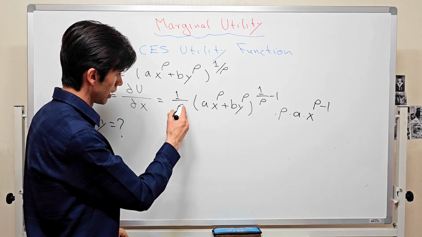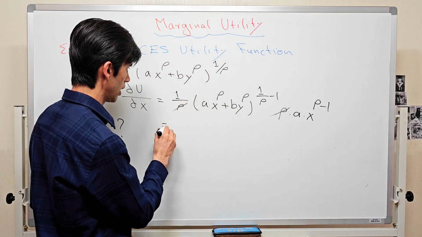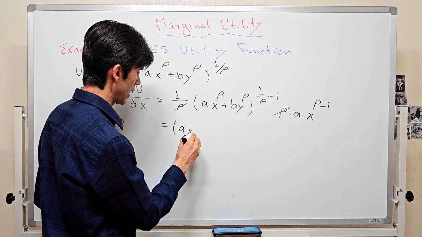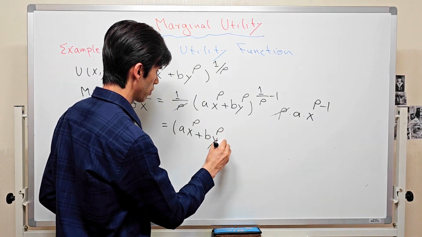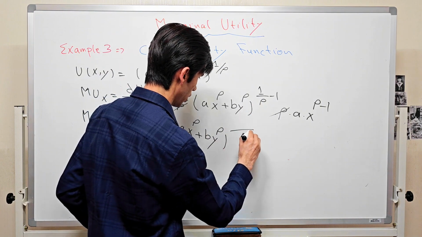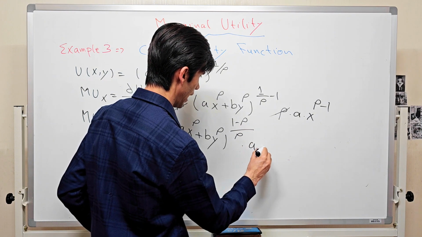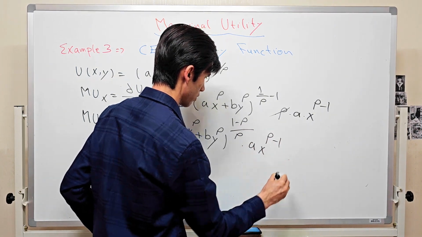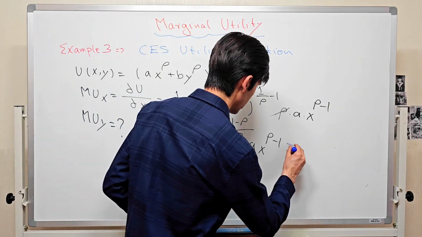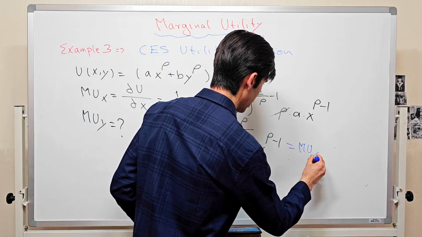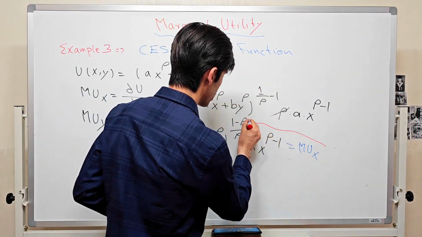So now this rho will cancel out with this rho, and we are only left with (ax^rho + by^rho) to the power of, we have rho here, 1 minus rho over rho, multiplied by ax^(rho minus 1). So this is the marginal utility of x.